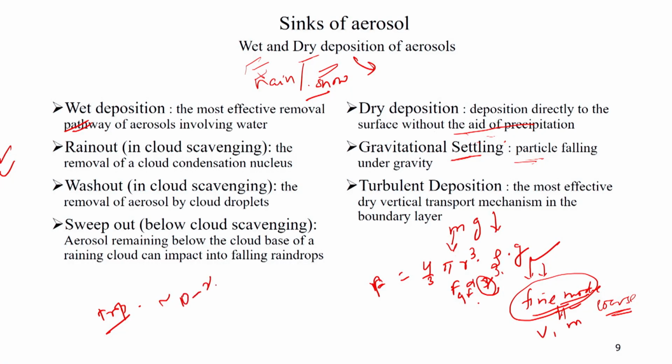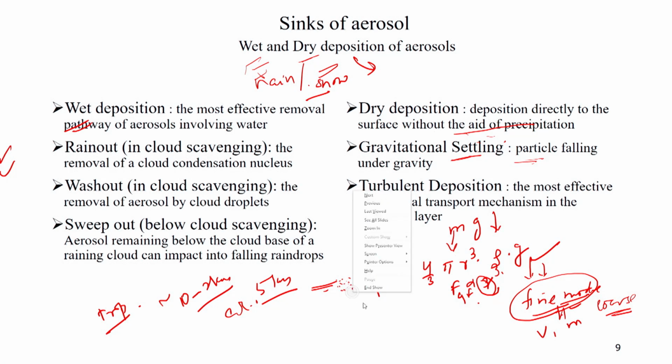Sweep out, or below-cloud scavenging, is very important here, because most of the aerosols are concentrated in the troposphere, say around 0 to 2 kilometers, and your cloud is forming somewhere around, for example, 5 kilometers. What will happen? The cloud is forming, it will do the rain out, or in-cloud scavenging. At the same time, down below, it will be doing wash out by scavenging aerosols, and then sweep out, because all the particles are removed in this one. So these are the three different processes. Just remember the terminology, because it is confusing. This is very important.